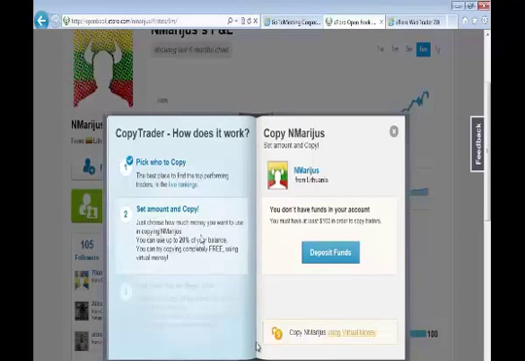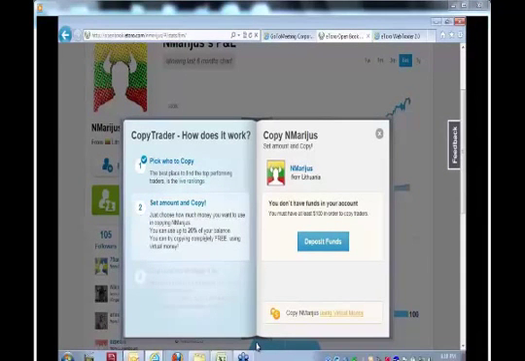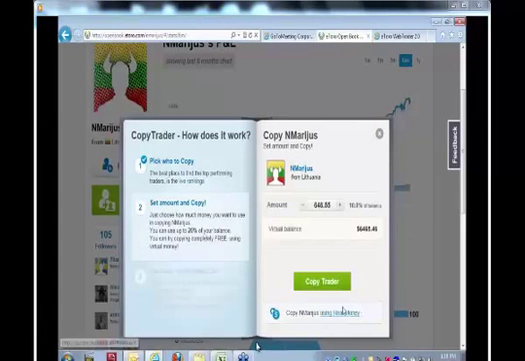Just choose how much money you want to use in copying Marius. You can use up to 20% of your balance. You can try copying completely free using virtual money. Okay, I'm going to use my demo account here.